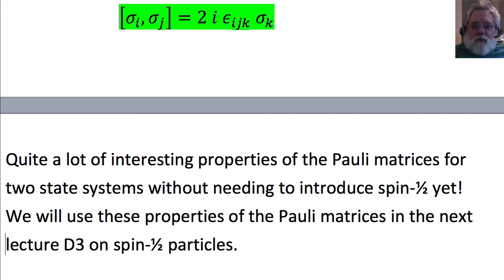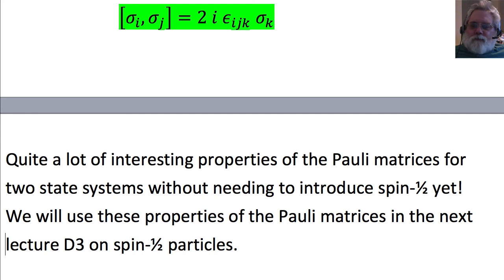Well, that's quite a lot of properties of the Pauli matrices, and I'll tell you that they're actually all interesting and useful properties. We haven't really used the properties yet. We've only said what the properties are, but they actually are very helpful and interesting properties for two-state systems. And we got all those properties without needing to introduce spin 1/2 yet. If you look at a book that is going to start teaching you spin 1/2, it's going to give you the Pauli matrices and tell you what they mean for spin and show you how they get multiplied and how they get commutated.